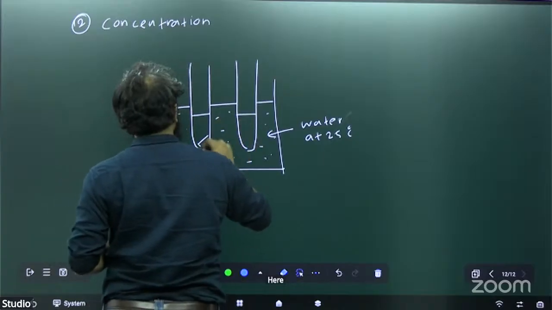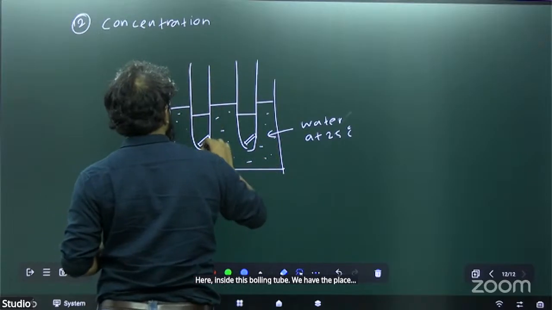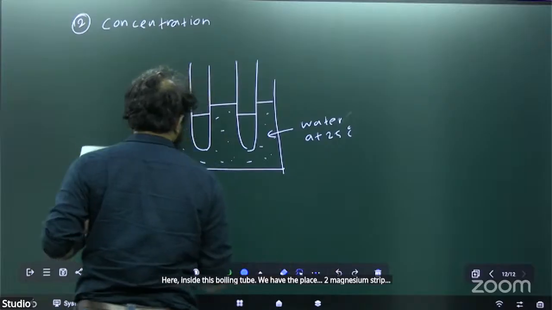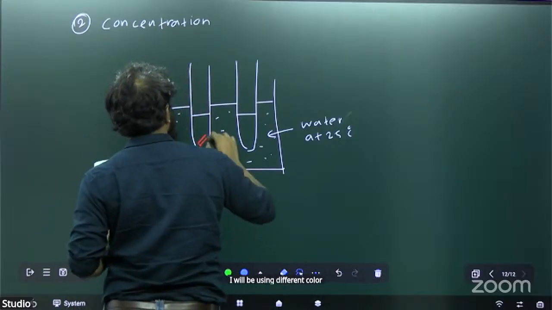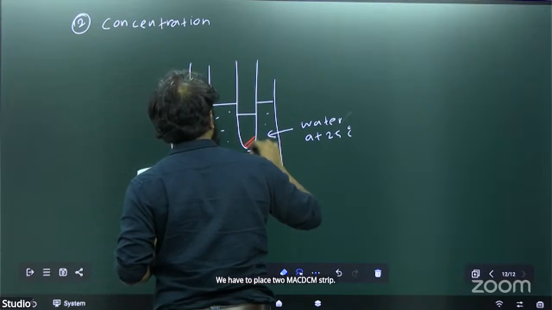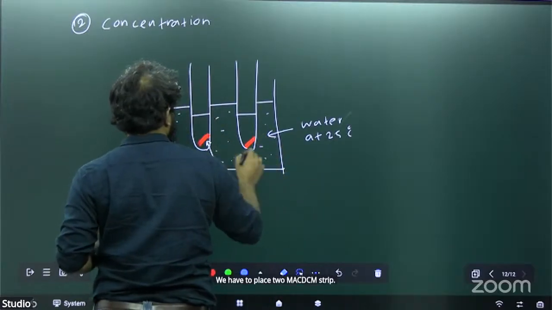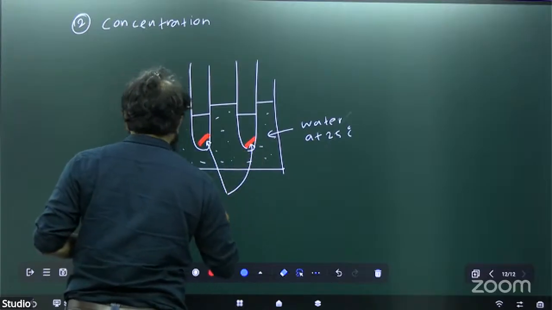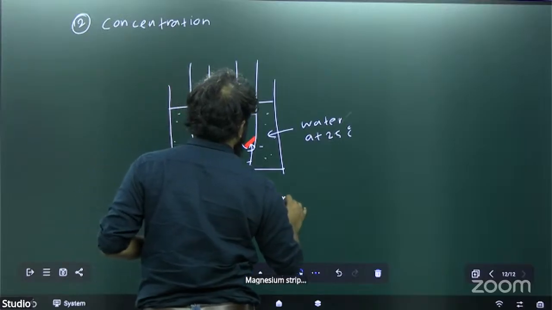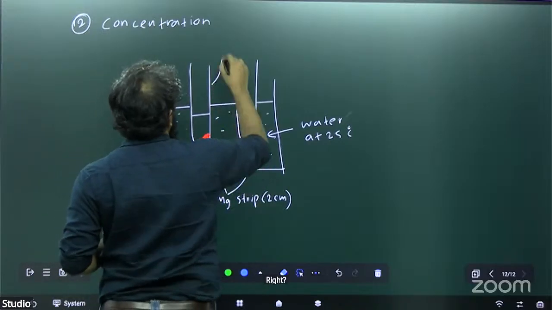Inside this boiling tube, we have to place two magnesium strips. I will draw using a different color. This is a magnesium strip. Magnesium strip, 2 centimeter length, and both are boiling tubes.